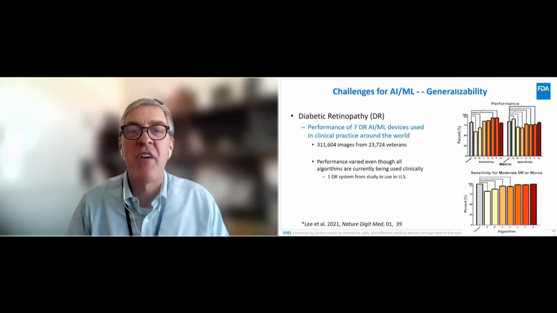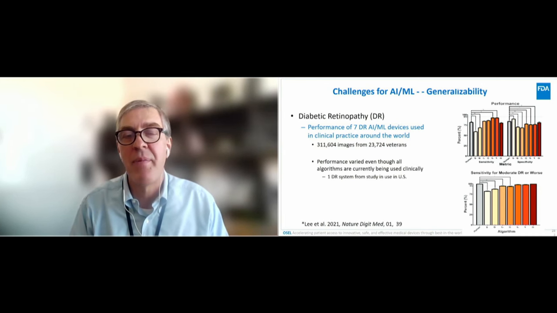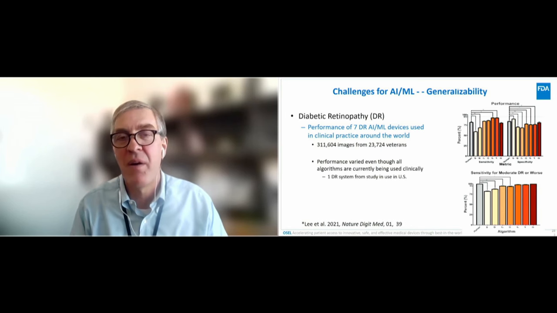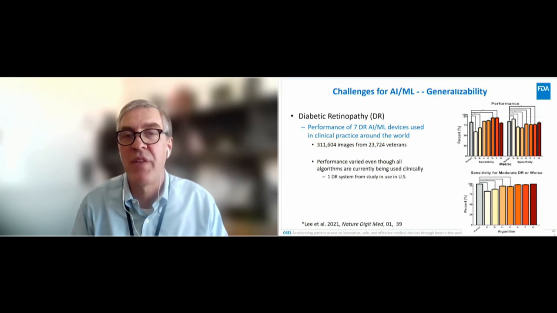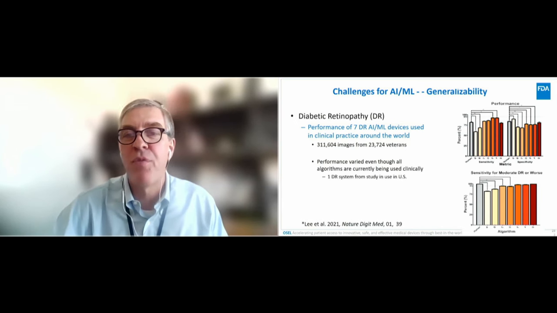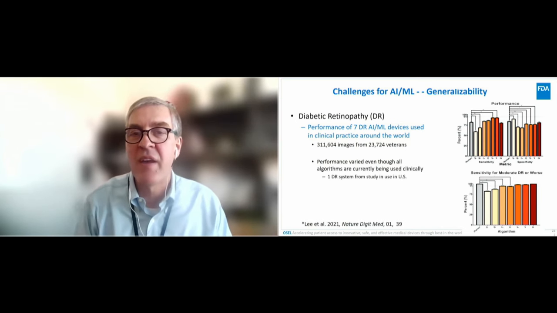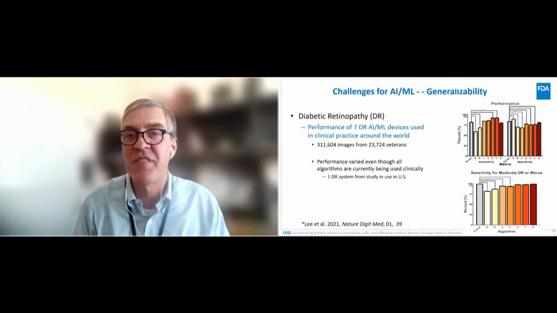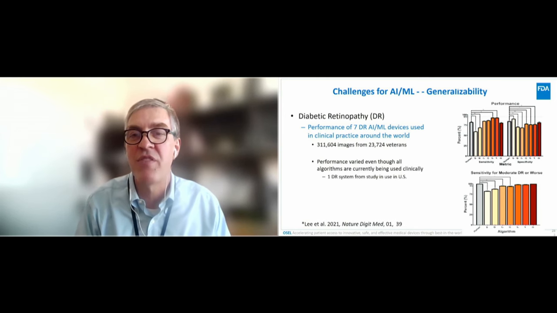I wanted to look at challenges around generalizability, and we'll go back to that diabetic retinopathy example. This is the performance of 7 digital diabetic retinopathy AI devices used in clinical practice around the world. It was assessed on more than 300,000 images from more than 23,000 veterans. We can look at the performance on the upper right, and we see sensitivity and specificity for the various algorithms, where the gray here is human performance.